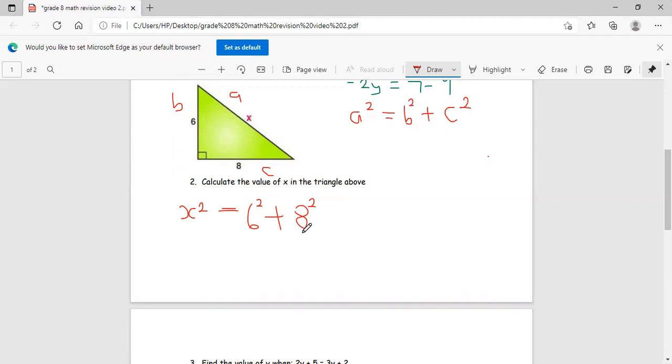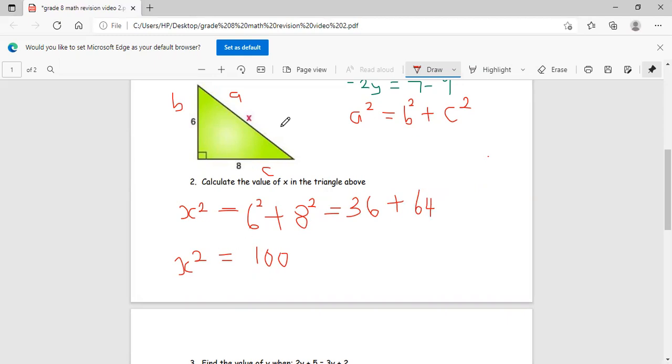If you add this together, x squared, 6 squared is 36 plus 8 squared, which is 64, will give you 100. If you add these two together, you will have 100, because 6 multiplied by 6 is 36, then 8 multiplied by 8 is 64, and that will give you 100.